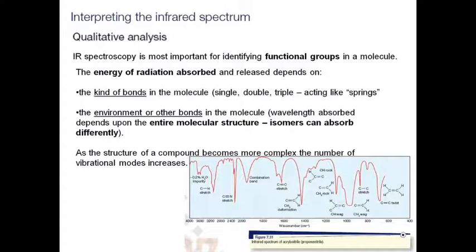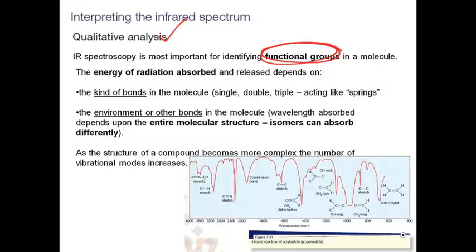The interpretation of an infrared spectrum. Okay, we're going to look at qualitative analysis, because that's by far the more important of the two. Quantitative, I've never ever seen a question on in an exam. So, let's go. IR spectroscopy is most important for identifying functional groups in a molecule, as I was saying.